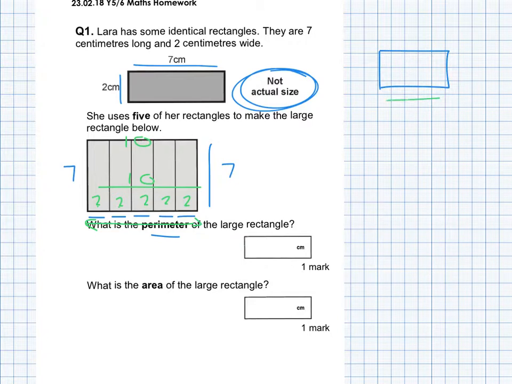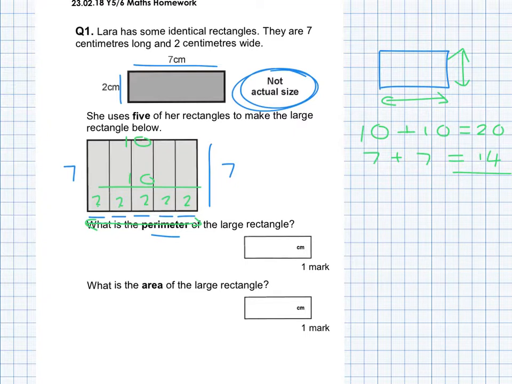Because the perimeter is all the way around the outside, all I need to do then is add my sides together. So I know 10 and 10 is 20. 7 and 7 is 14. And then add those up. And that will get me to my answer.